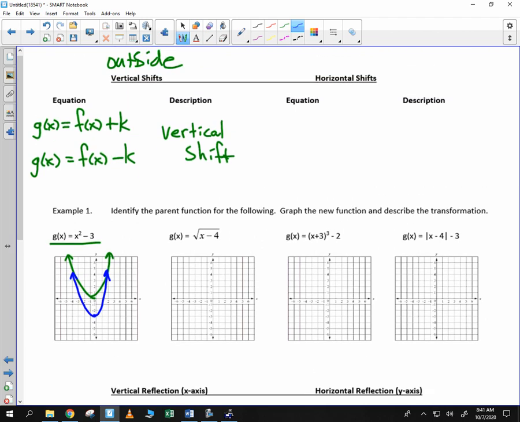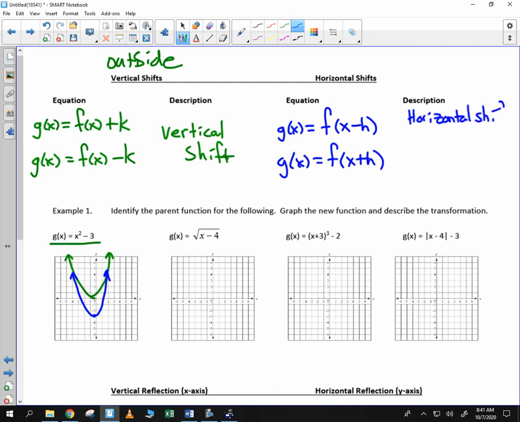Now we also have other types of equations. For example, you could have g of x is equal to f of x minus h, and g of x equal to f of x plus h. And in this situation, it's a horizontal shift. And the first situation is shift to the right. And the second one is the shift to the left. For the vertical shift, the plus k is up and the minus k is down.